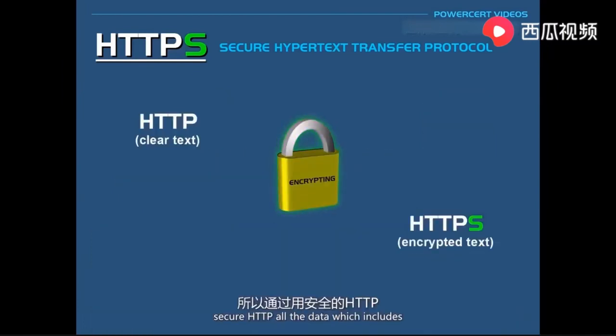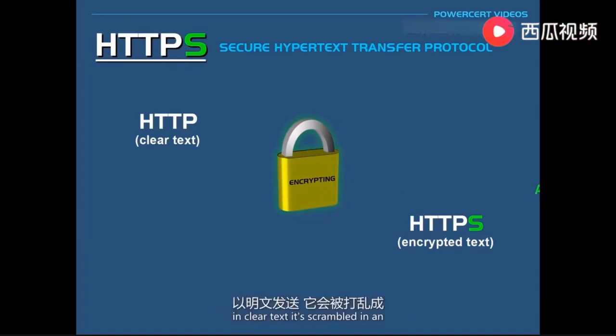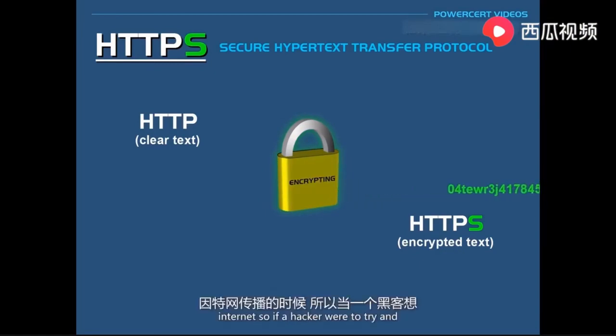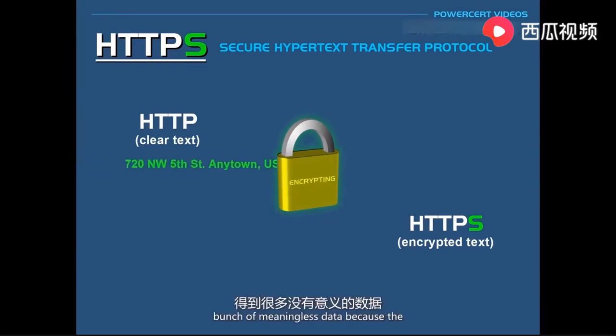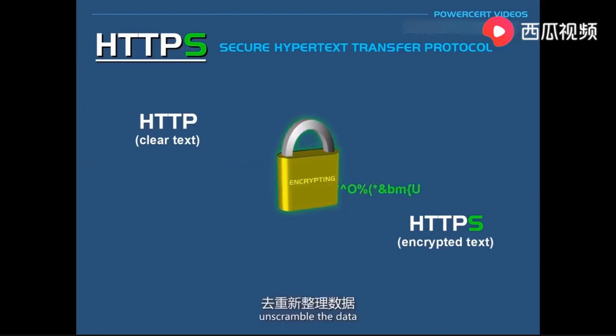So by using secure HTTP, all the data, which includes anything that you type, is no longer sent in clear text. It's scrambled in an unreadable form as it travels across the internet. So if a hacker were to try and steal your information, he would get a bunch of meaningless data because the data is encrypted and the hacker would not be able to crack the encryption to unscramble the data.